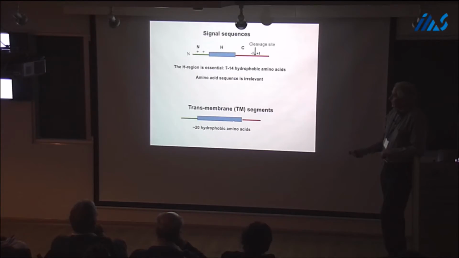The signal sequences are distinguished from transmembrane segments in that the transmembrane segments are usually longer, about 20 hydrophobic amino acids. But again, the sequence is irrelevant. It's only hydrophobicity that matters. And this has been quite puzzling to people for a long time. How can signal sequences be recognized despite the fact that they're so diverse in sequence? Is it protein-protein interaction? Is it protein-lipid interaction? Is it both?